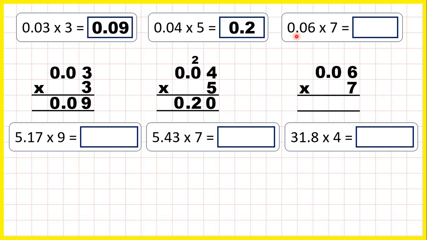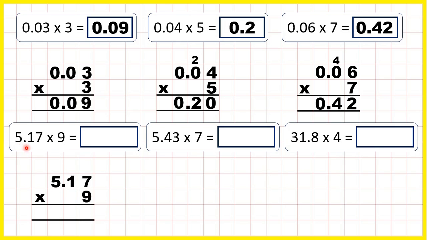So now 0.06 times 7. We copy down the decimal point. 6 times 7 is 42, so that's 42. 0 times 7 is 0, plus 4 is 4, and 0 times 7 is 0, so we get 0.42.